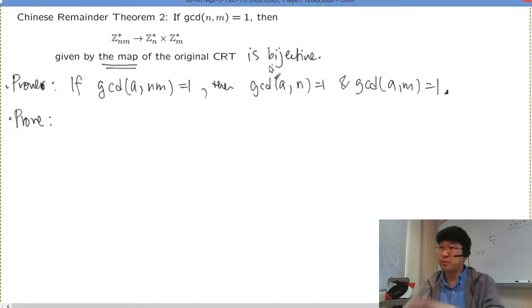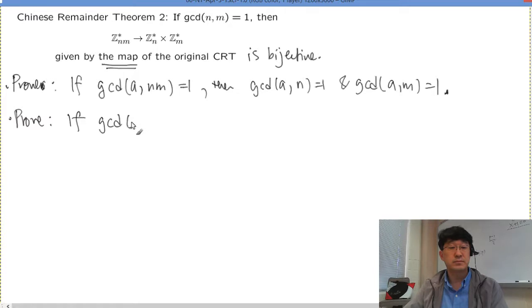Now, what you have to prove to make it bijective is that it's really surjective. This time, we're not going to play with the cardinality. We're going to directly prove it's surjective. From there, we conclude they have the same cardinality, right? So to show surjectivity, I have to choose a that is relatively prime to n, correct? And choose b that is relatively prime to m in there.